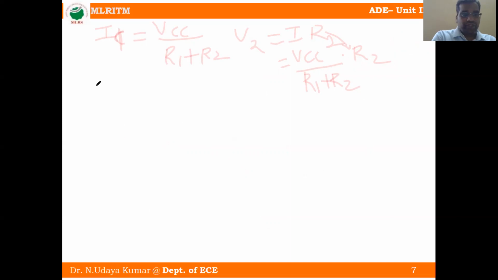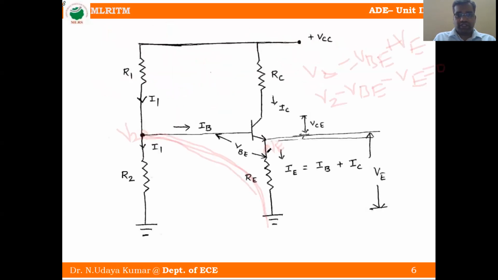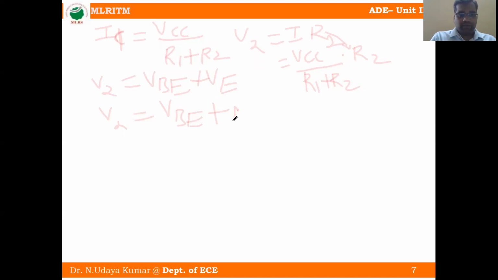I have to write here, V2 is equal to VBE plus VE, where VE means the emitter voltage. Emitter voltage is nothing but emitter current into emitter resistance. Voltage is equal to I into R, so the respective terms are IE into RE.